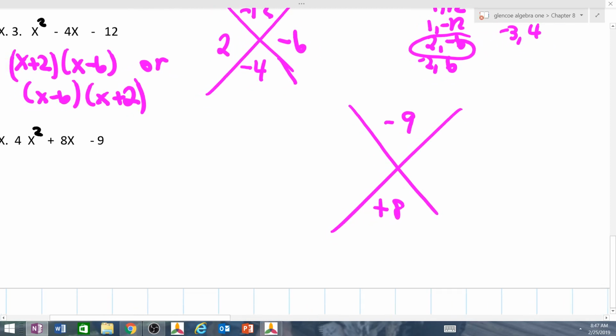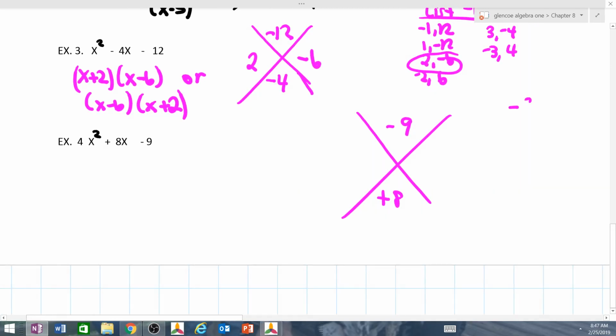If you get stuck again, just come on over here and list all the factors of negative 9. Everybody look and listen. People listening online, you have to take both of these into consideration. Negative 1 times 9, 1 times negative 9, 3 times negative 3. That's it.